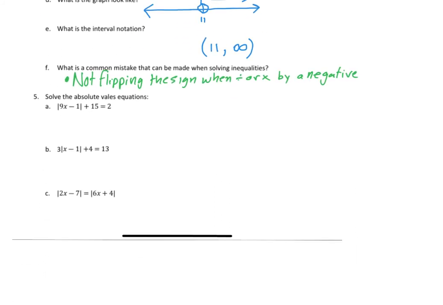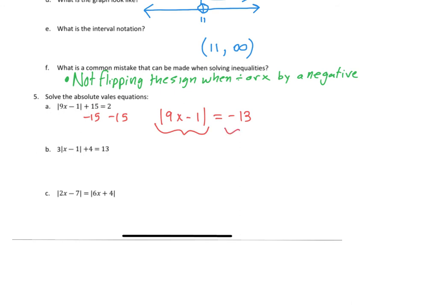All right, on number 5, we have solve the absolute value equations. The first thing you want to do is at least get rid of any addition and subtraction on the side where our absolute value is. So in this case, I'm going to subtract the 15 from both sides. And then I end up with 9x minus 1 equals negative 13. All right, we're done with this problem. We just need to write the answer. There's a huge issue.